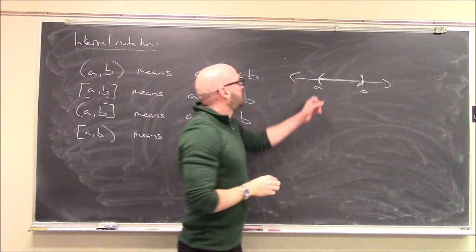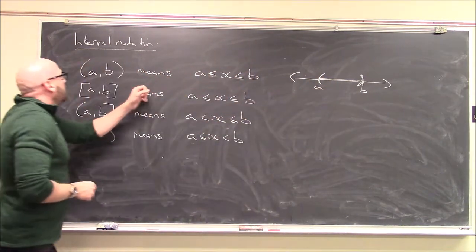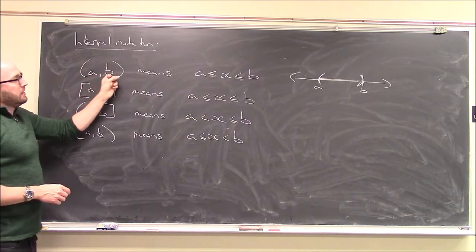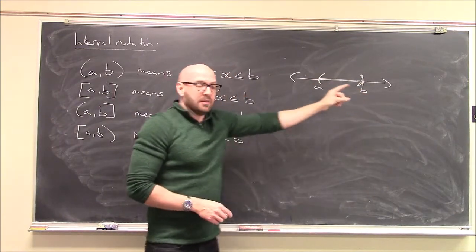So this is the interval, everything between a and b, and not including a and b itself. The way we'd write that in interval notation is just round brackets a to b. It means everything between a and b, and not including the endpoints.